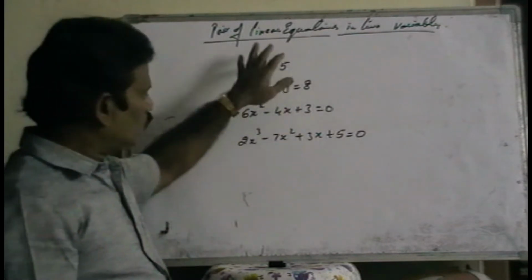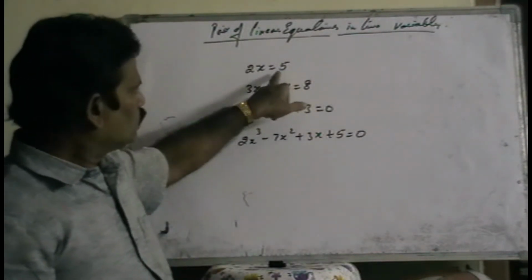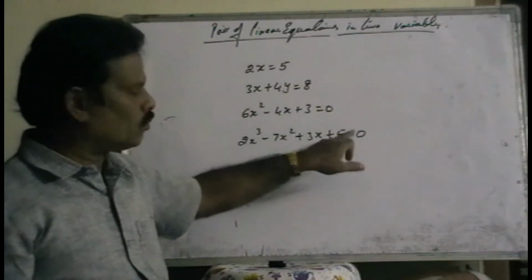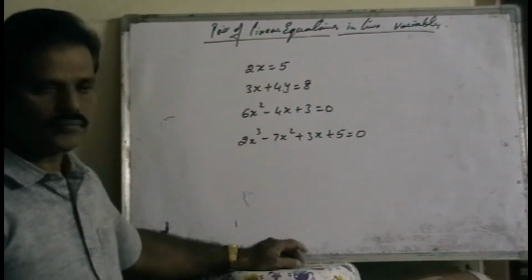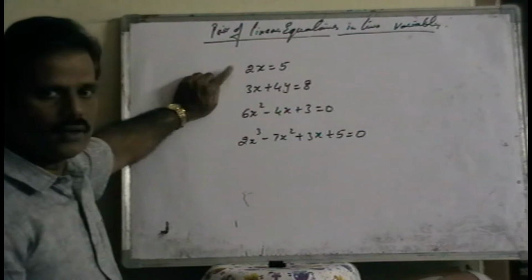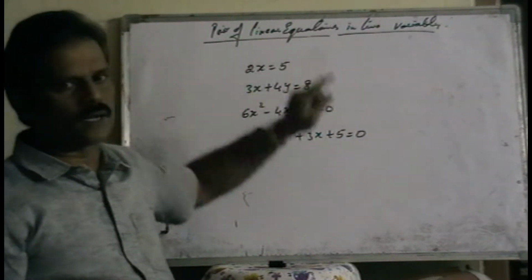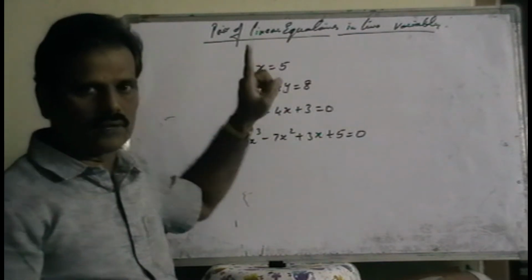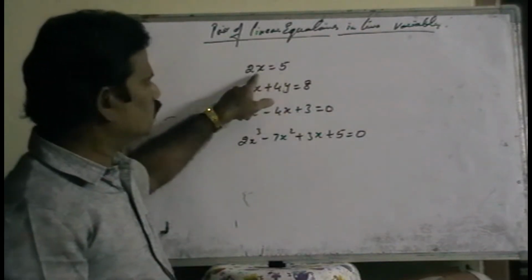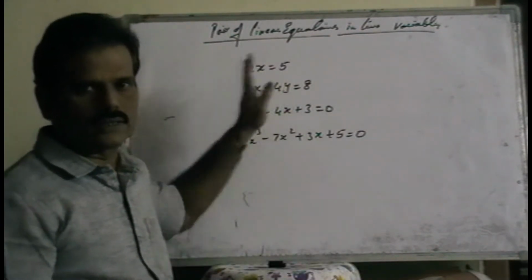So these are equations. Now in these equations, first one: 2x is equal to 5. Here there is only one variable, only x. So it is a simple equation. 2x is equal to 5.